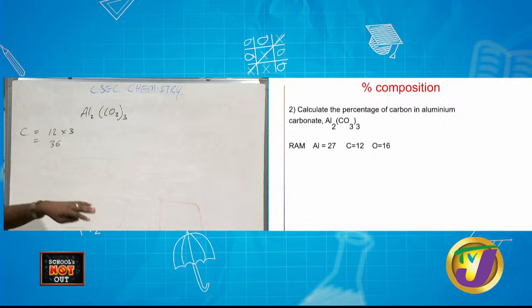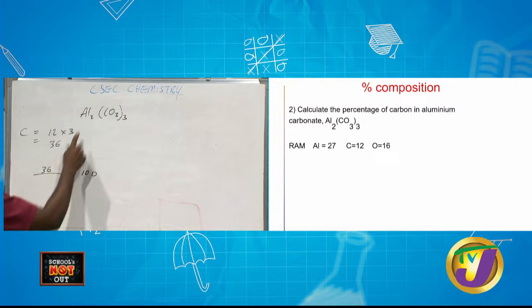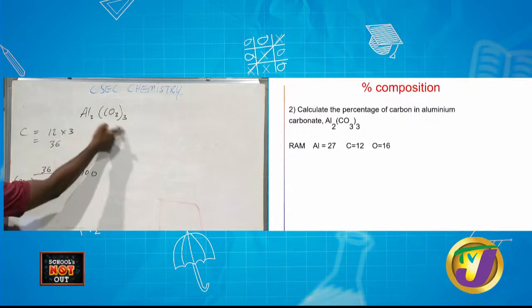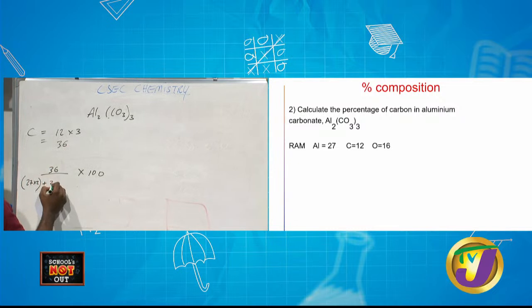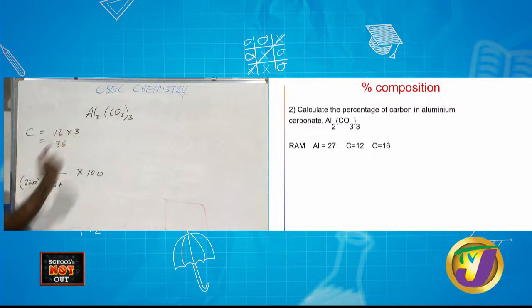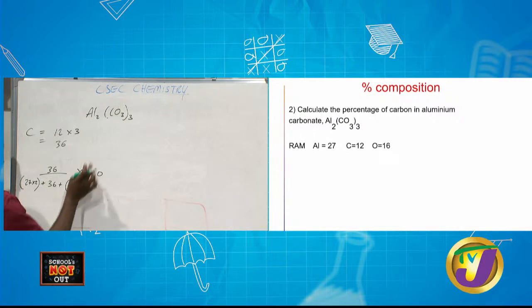Now we need to look at the total number now. So we have our top number here. We don't have the bottom number, and we're going to multiply it by 100. To get the bottom number, remember, all you're going to do is add everything inside of your formula. So aluminum is 27, right? But there's 2 of it. So 27 times 2 plus, how much carbon is there? 3, we already worked that out to be 36. And then how much oxygen is there? 3 times 3, 9. So there's 9 oxygen, so it's 16 times 9, all right?